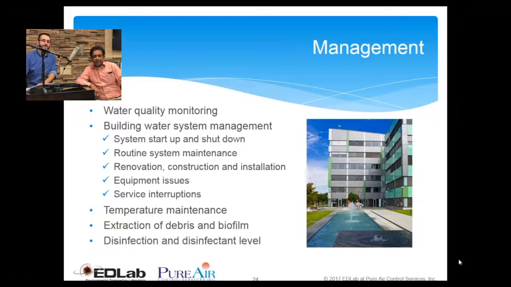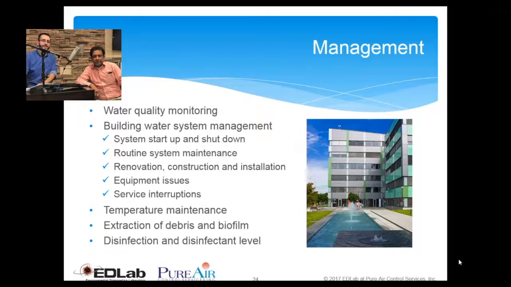Each day you should be paying attention to that, especially during startup and shutdown, because a lot of inorganic or organic material is being accumulated and discharged all of a sudden during those actions. Routine system maintenance is a must, because in my observation the first thing to go in a lack of budgeting and things like that is the maintenance, but it is very important, so I want you to pay attention to that. The renovation, construction, and installation of water systems is another area where one should be paying attention.